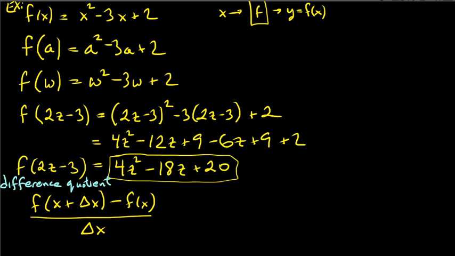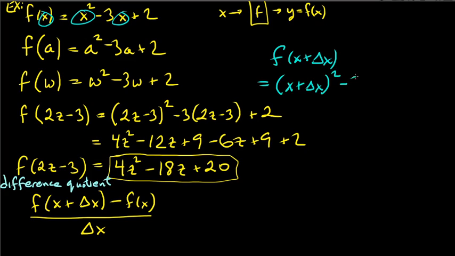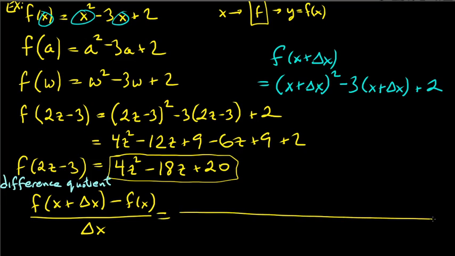So for starters, what is this f of x plus delta x? It just means you replace all these x's with x plus delta x. So instead of x squared, it's x plus delta x squared minus 3 times, again, x plus delta x plus 2. Now there's no x with the 2, right? So you just leave the 2 alone. Right. So that's usually the first thing you have to calculate when you're calculating the difference quotient.